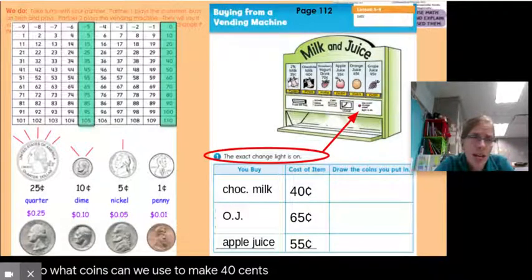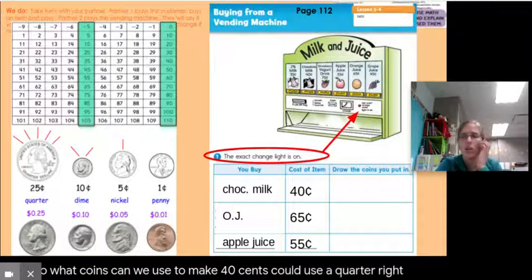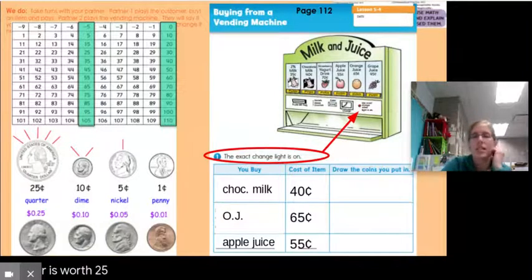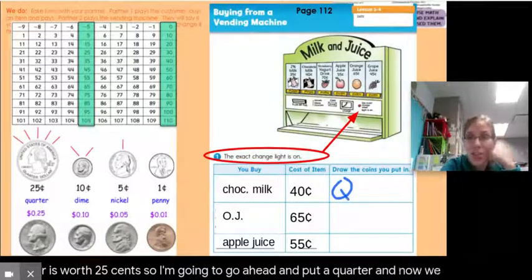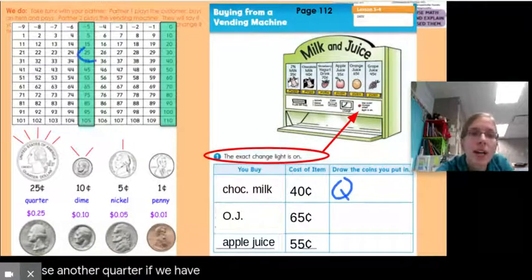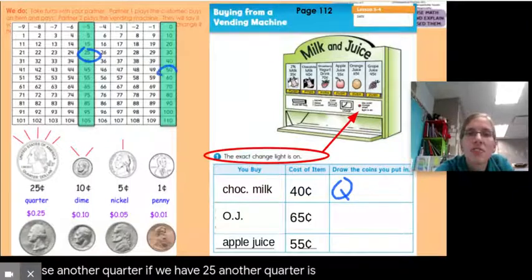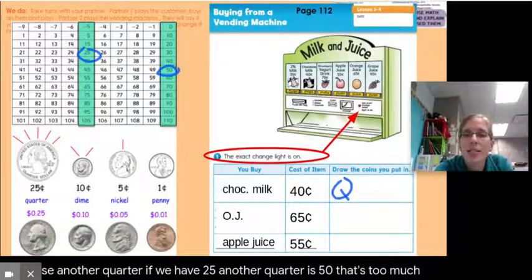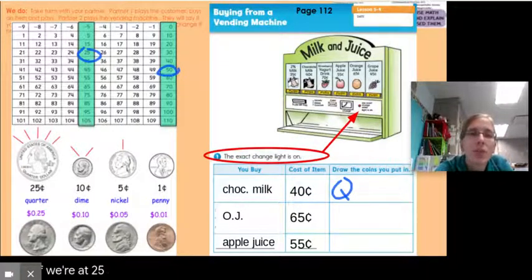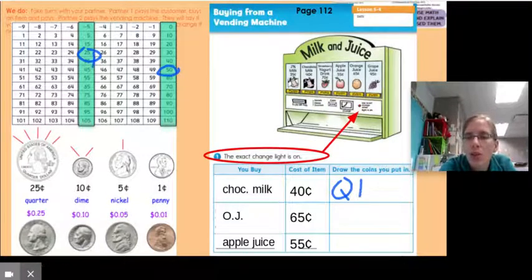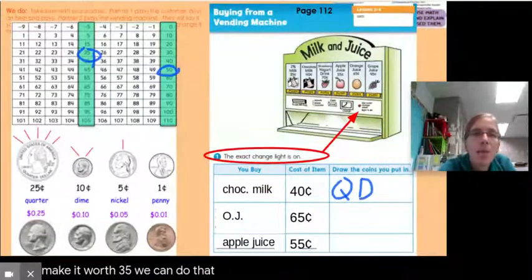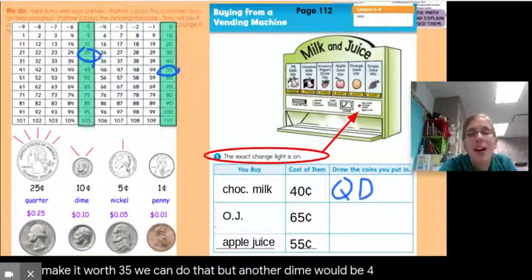So you may say that we could use a quarter, right? A quarter is worth 25 cents. So I'm going to go ahead and put a quarter. And now we can't use another quarter. If we have 25, another quarter is 50. That's too much. A dime, if we're at 25 and we go down 1 on our number grid, a dime would make it worth 35. We can do that. But another dime would be 45, and that's too much.